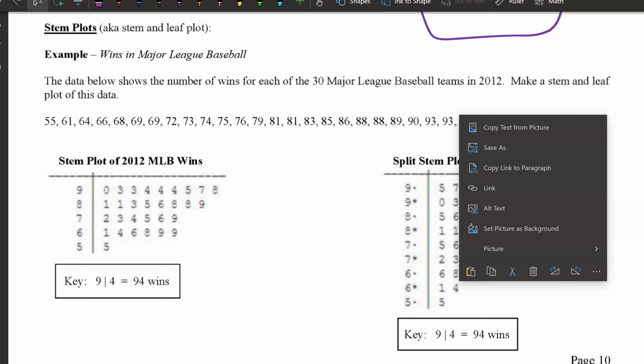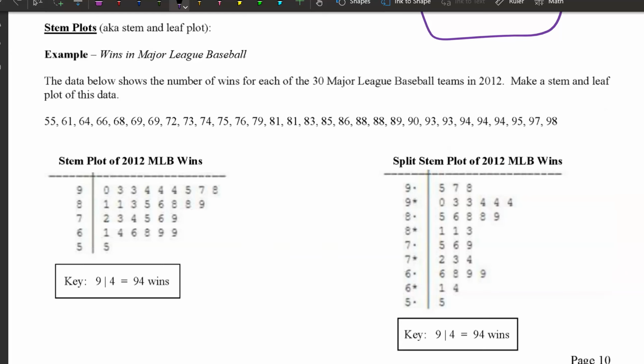Stem plots, or stem and leaf plots. You've probably seen these before, or if you haven't, you could probably look at these and kind of figure out how they work and what they're telling you. The data below shows the number of wins for each of the 30 Major League Baseball teams in 2012. Make a stem and leaf plot of the data.